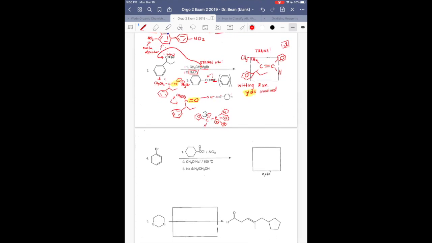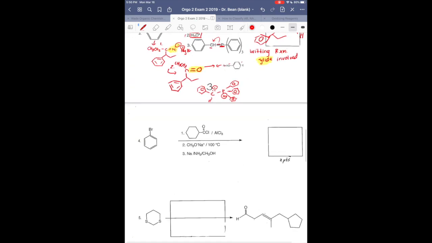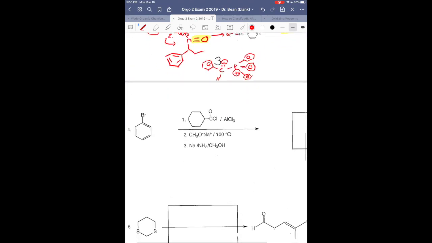So hopefully the Wittig reaction isn't too bad. You're forming alkenes and you smush the carbonyl and the ylide together to give you that double bond.